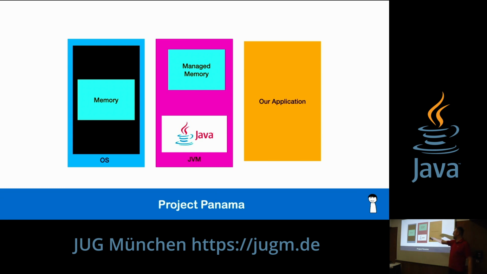Legacy, once again: operating system, JVM, our application. The operating system has its own memory, and in contrast to what we presented during the threads, Java is not directly using the memory of the operating system. Java is using managed memory, that is managed on its own.